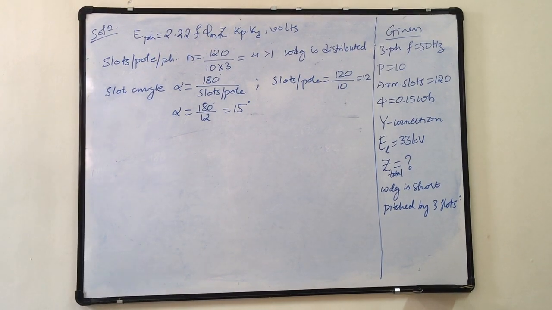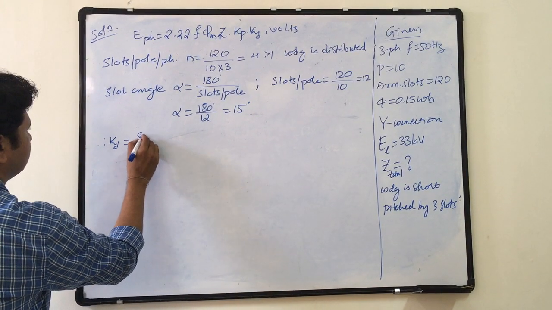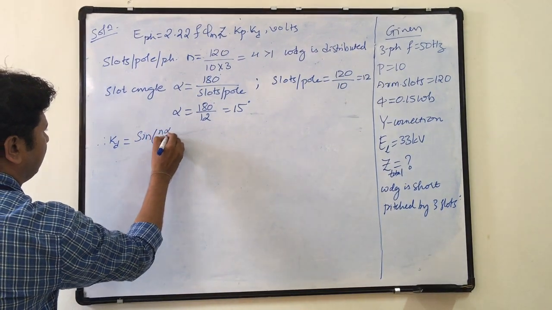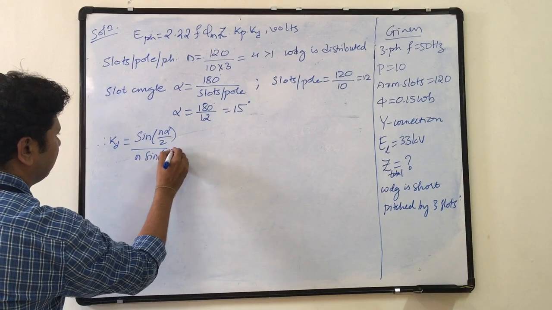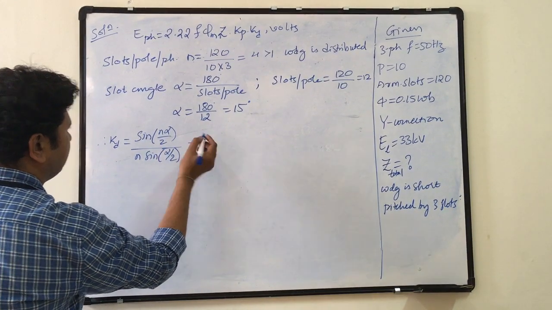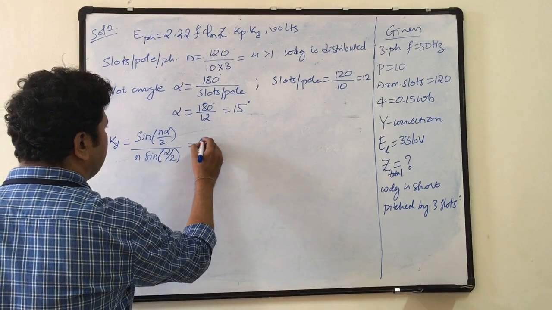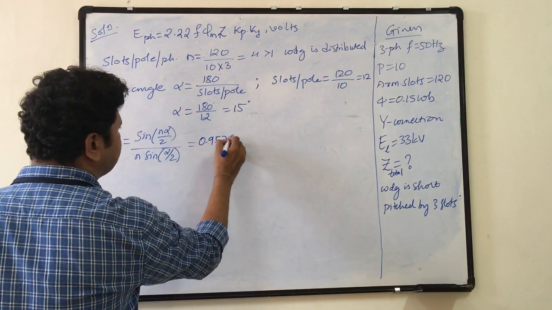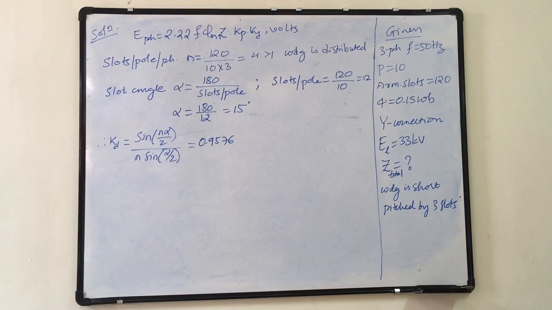Therefore Kd is equal to sine of n alpha by 2 divided by n sine of alpha by 2. It is the same as in the previous example. I will write the value directly, you can do the substitution. It will be 0.9576.